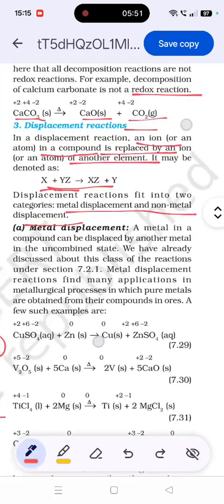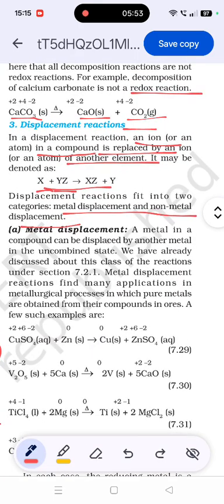For displacement reactions, it is not always metal. Metal displacement, and non-metal displacement will also be there. Now, the first case, metal displacement. In that, a metal in a compound can be displaced by another metal in the uncombined state. We have already discussed this in the class on reaction 7.2.1.